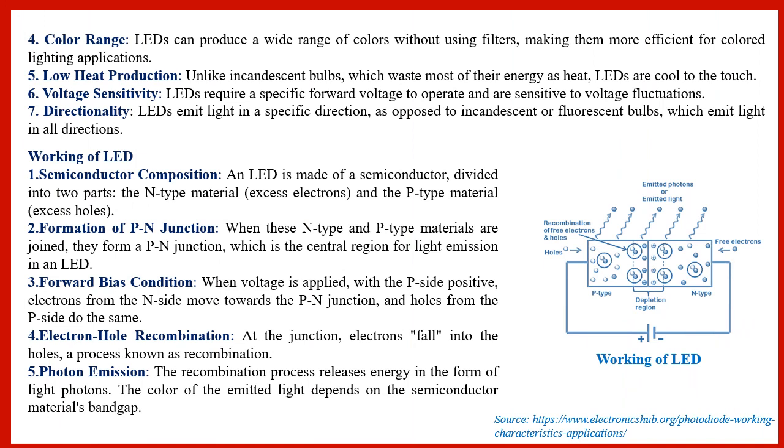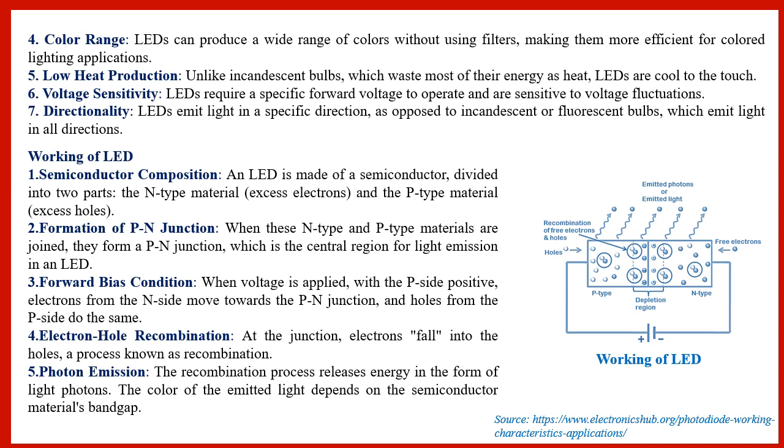They have a color range. They can produce a wide range of colors without using filters, making them more efficient for colored lighting applications. They have low heat production, unlike incandescent bulbs, which waste more of their energy as heat. They are cool to touch. They have high voltage sensitivity and require a specific forward voltage to operate, and are sensitive to voltage fluctuations. LEDs emit light in a specific direction, as opposed to incandescent or fluorescent bulbs, which emit light in all directions.